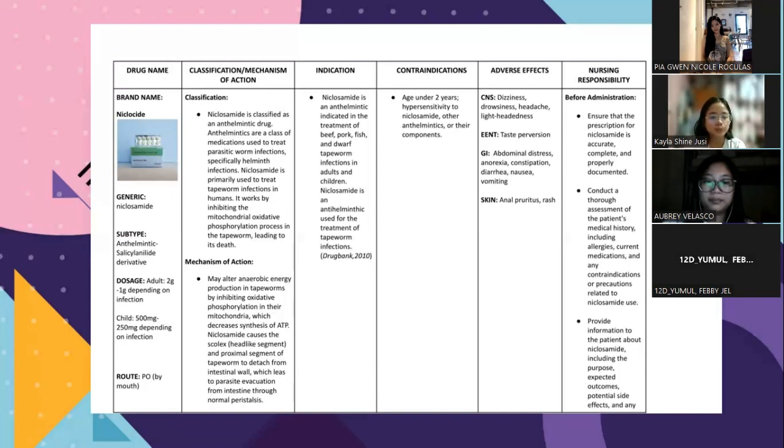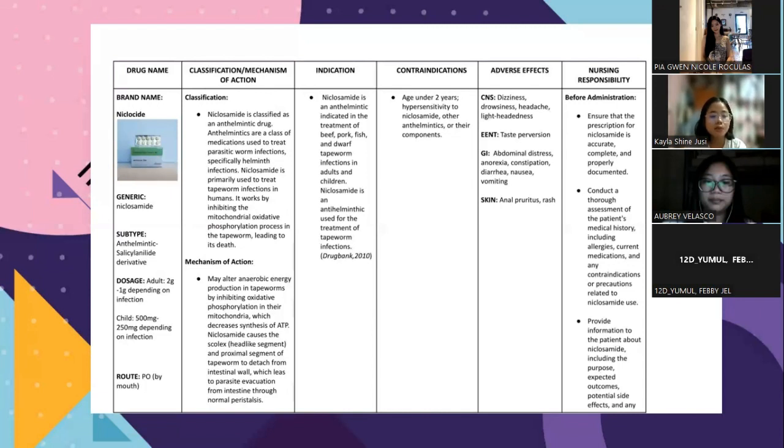Okay, so for the classification and mechanism of action. Niclosamide is classified as an anthelmintic drug. Anthelmintics are the class of medication used to treat parasitic worm infection, specifically helminth infection. Niclosamide is primarily used to treat tapeworm infection in humans. It works by inhibiting the mitochondrial oxidative phosphorylation process in the tapeworm, leading to its death.